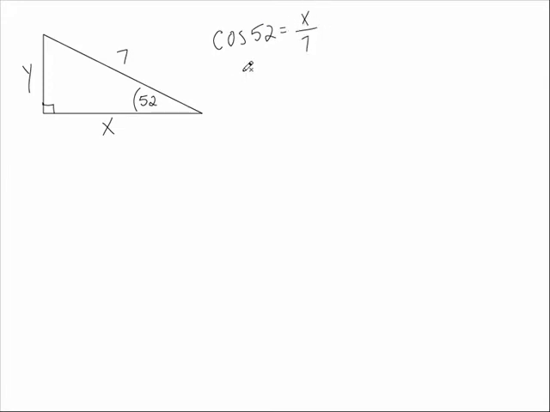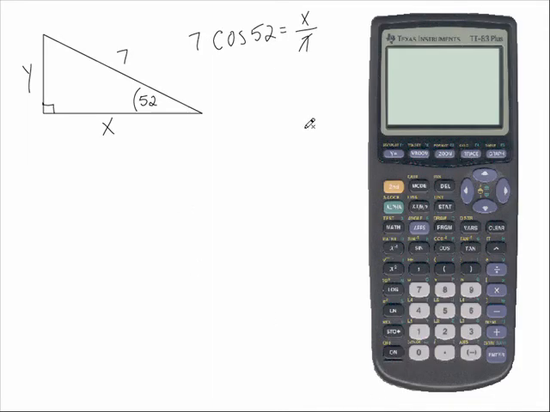Now we have to do a little algebra. When I say little, it's just a little. Just have to get rid of that 7. Multiply both sides by 7. Now you just chuck that in your calculator. I just happen to have a calculator right here. So on this one, you just hit 7.